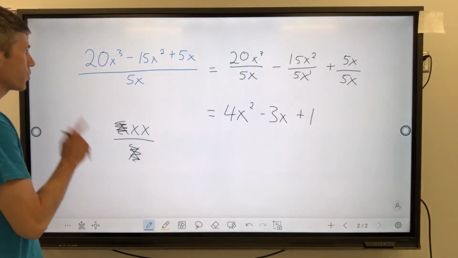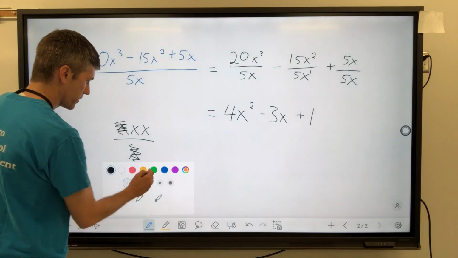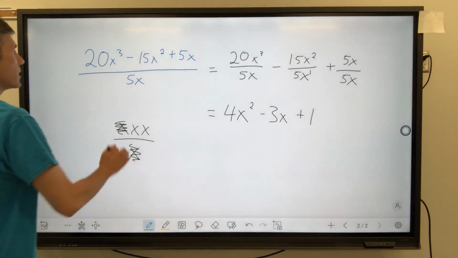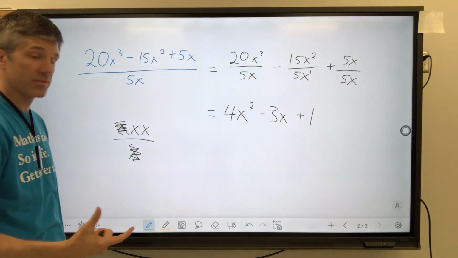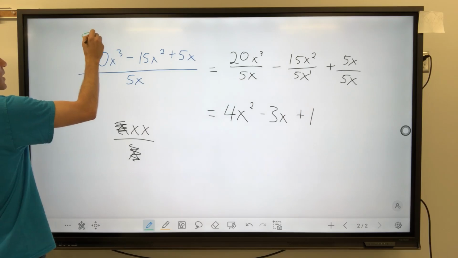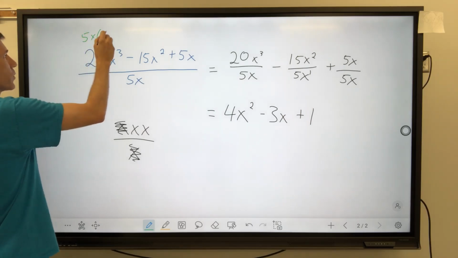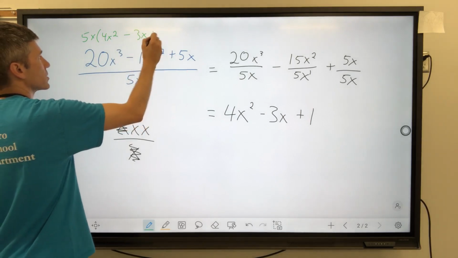So I said I probably wouldn't do it the other way, but very quickly, it won't take but about 2 seconds. Let me show you something cool. We can do it a different way. We can divide a 5x out of each individual term by treating it like the GCF, because it is. And so we can divide 5x in the front here, and we'll say, well, that's 4x squared, and then minus 3x, and then plus 1.